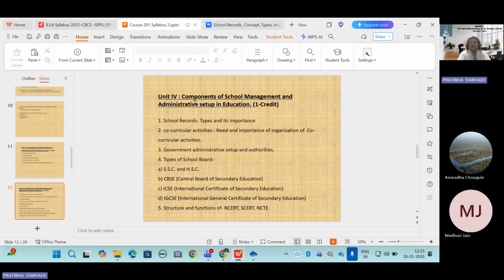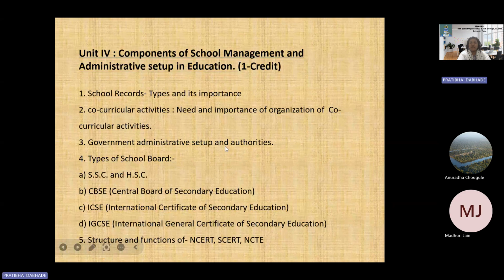So ma'am, you can see here, this is unit number 4 and the title is Components of School Management and Administrative Setup in Education. Right. So here what they have included, we can see here. Let me do the slideshow first. School records, you know that to maintain each and everything, the school is supposed to maintain the records. It can be in the form of books, it can be in the form of registers, right? N number of records are there, right?